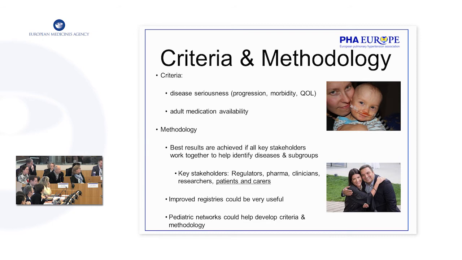So the methodology would be to work together with key stakeholders to improve these registries. That would be very useful. And also to work on the pediatric networks. So if you look at the picture down below there, that's Meline. She was also diagnosed when she was about 1-2 years old, and she managed to live a long life, and she's now a student. She's about 22 years old.